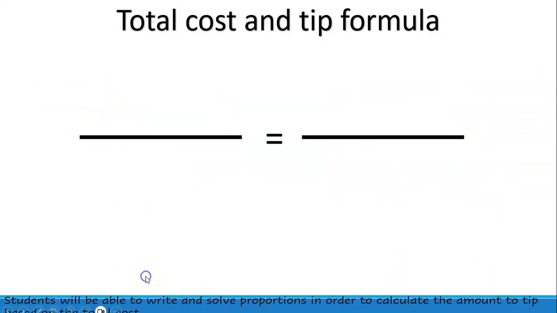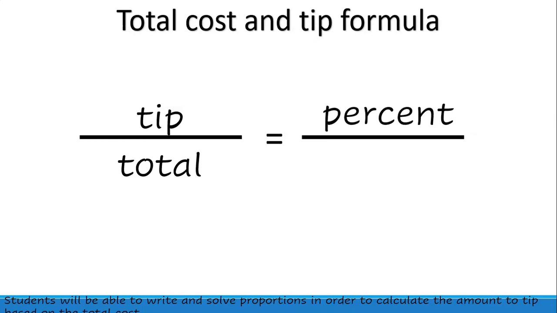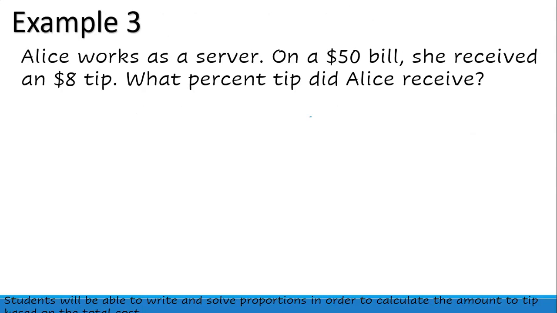Okay, so here we go. Our total cost and tip formula. It's going to be a proportion. The tip goes on the top. Tip is the numerator. Total is the denominator. And this is always going to equal a percent. So that's the percent. And percent is always based on 100. So we're going to use this formula every time. Okay? So here we go.